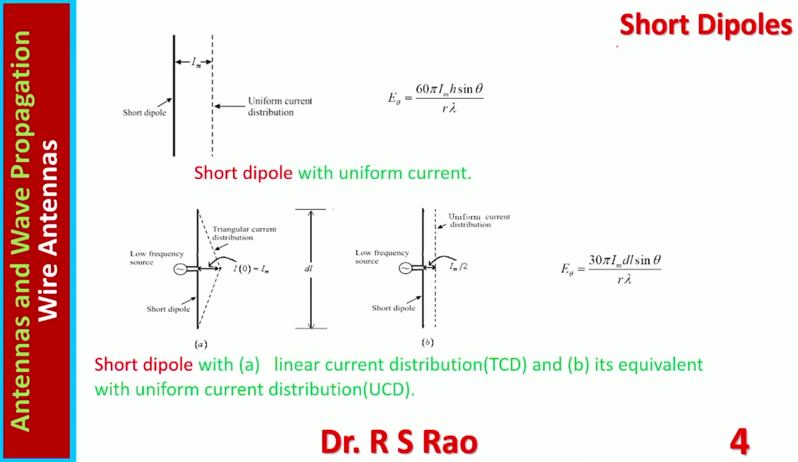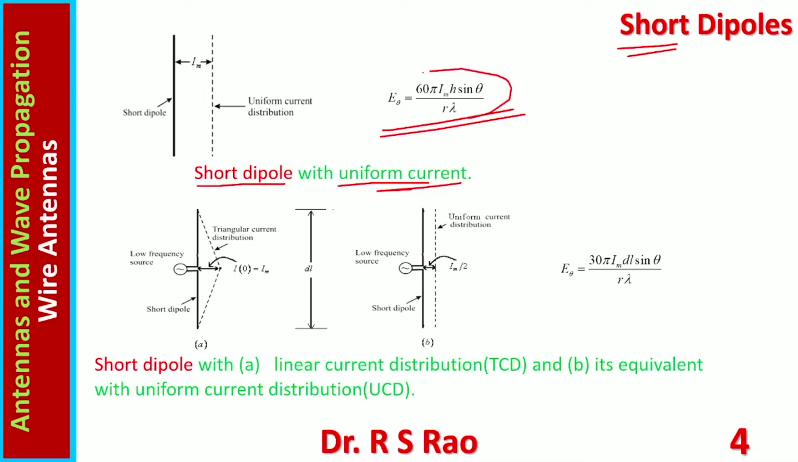Now we enter into the actual analysis part of dipoles and monopoles. First, we consider short dipole with uniform current distribution. Here it is being mentioned because we are going to use the field intensity given by this radiator as a reference. Radiation field intensity from this dipole is 60 pi I_m h sin theta by r lambda. It has already been derived in an earlier session.